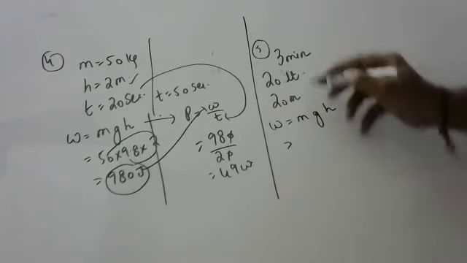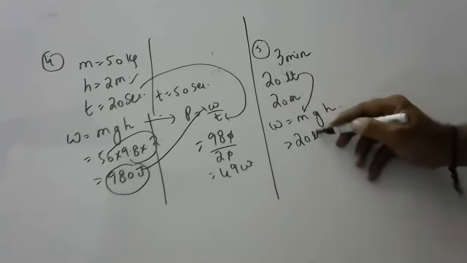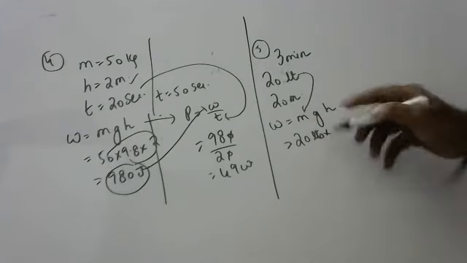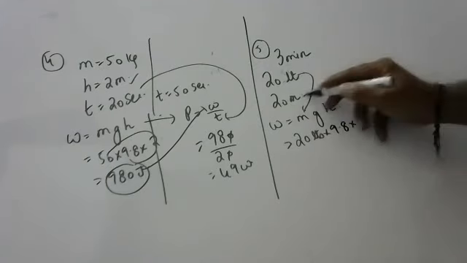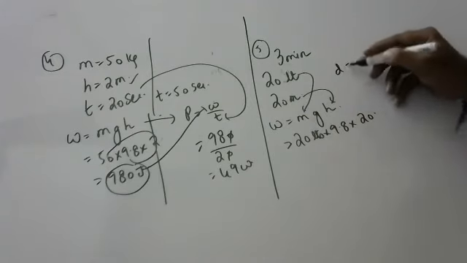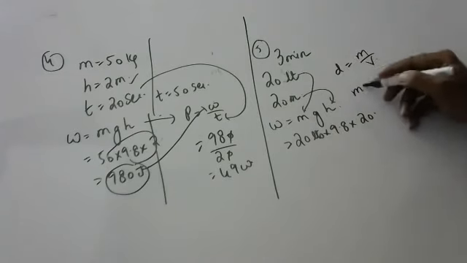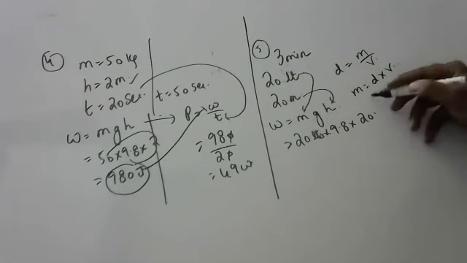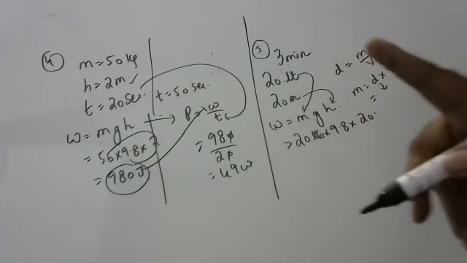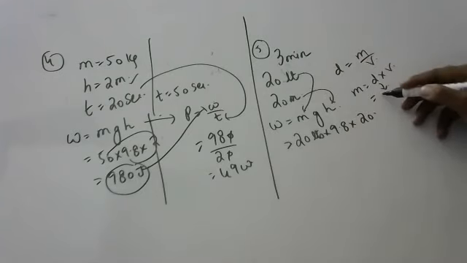mgh. So what is the mass, children? Acceleration due to gravity is 9.8. Height is 20 meters. Children, always you have to take mass in kgs only, compulsory, but here it is given in liters. So what I will do, density is equal to mass by volume. So mass is equal to density into volume. Density of water is always 1000 kg per meter cube.